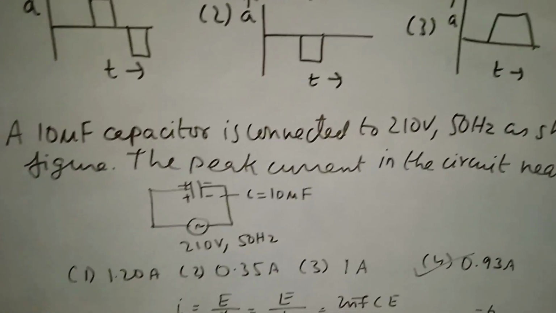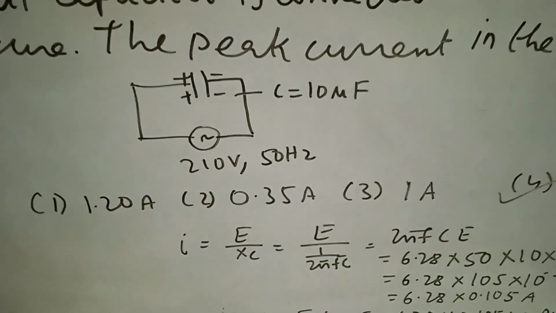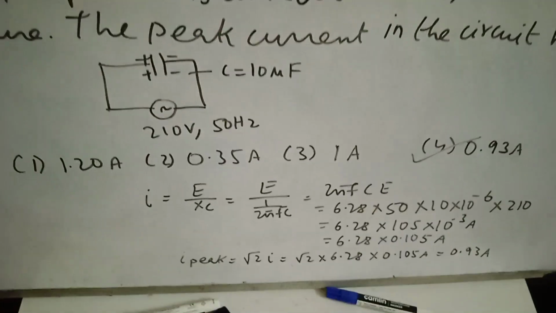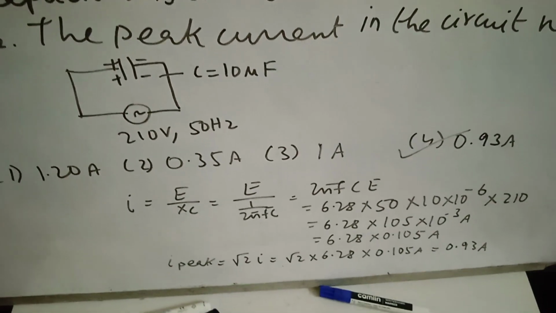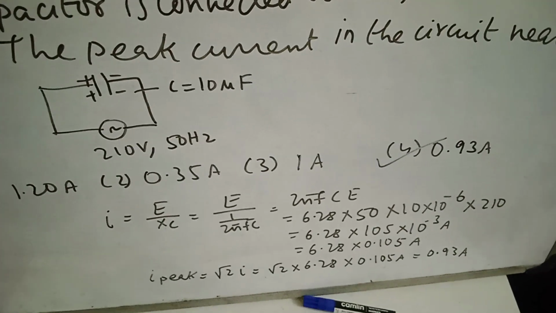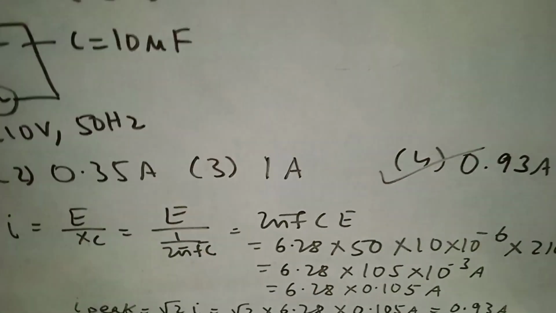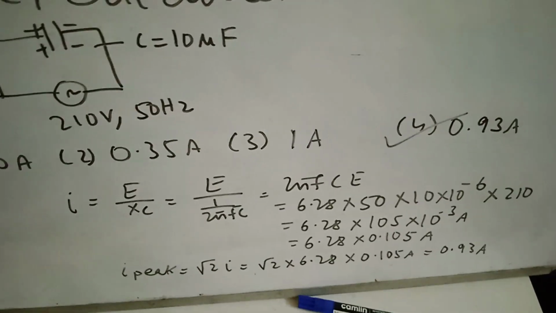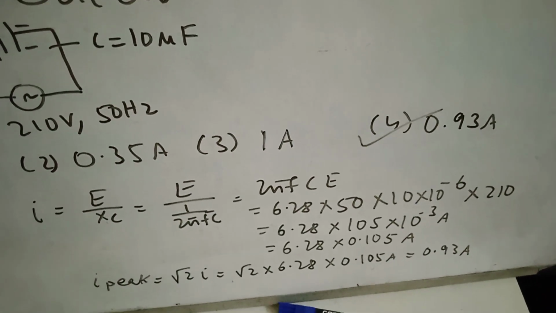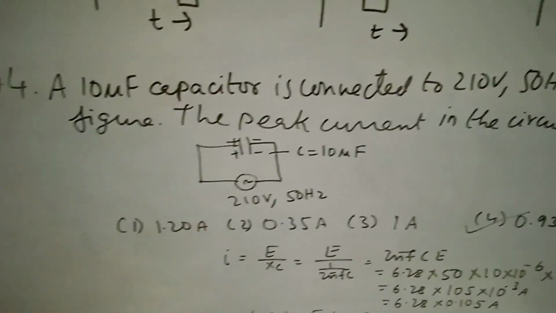Now you can see, as we know, current equals E by XC. X is the reactance offered by the capacitor. So that is equal to E by 1 by 2 pi FC, so that is equal to 2 pi FCE. So that is equal to 2 pi means 6.28 into 50 hertz into 10 to the power minus 6 into 210. So it is coming 6.28 into 0.105 amps, and since it is peak current, so it is root 2 times of I. So that will give you root 2 into 6.28 into 0.105, that will give you 0.93 amps. So option number D is correct, or number 4 is correct.